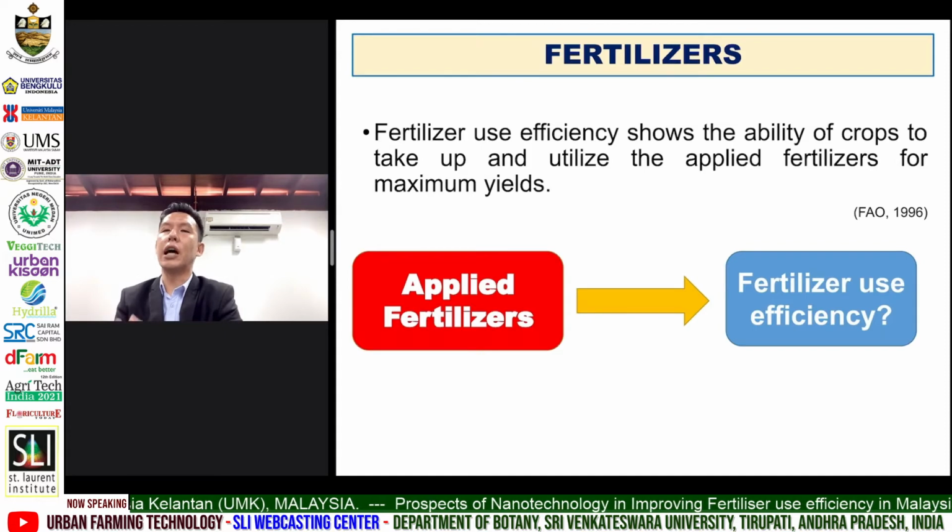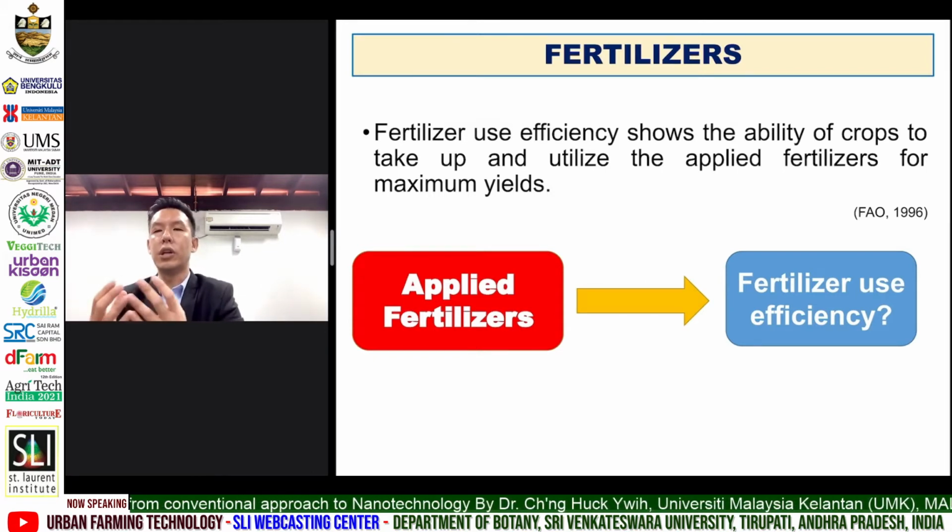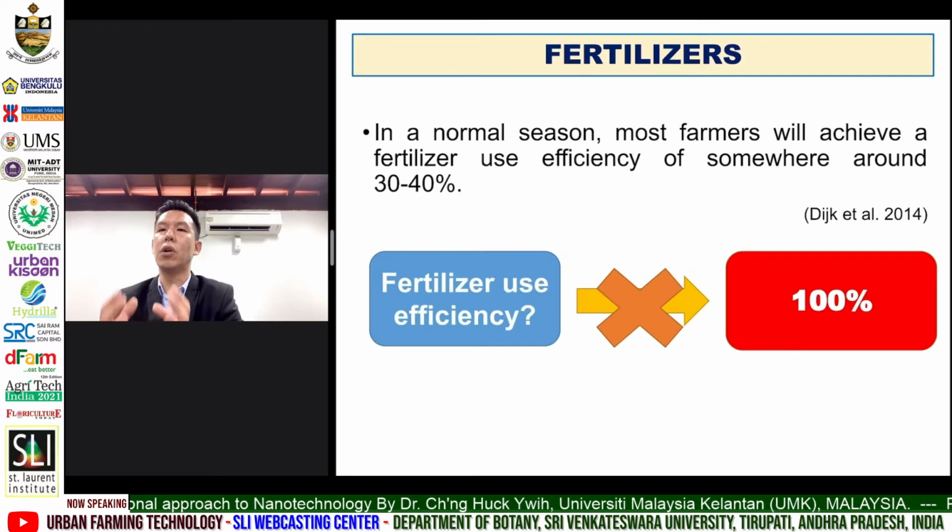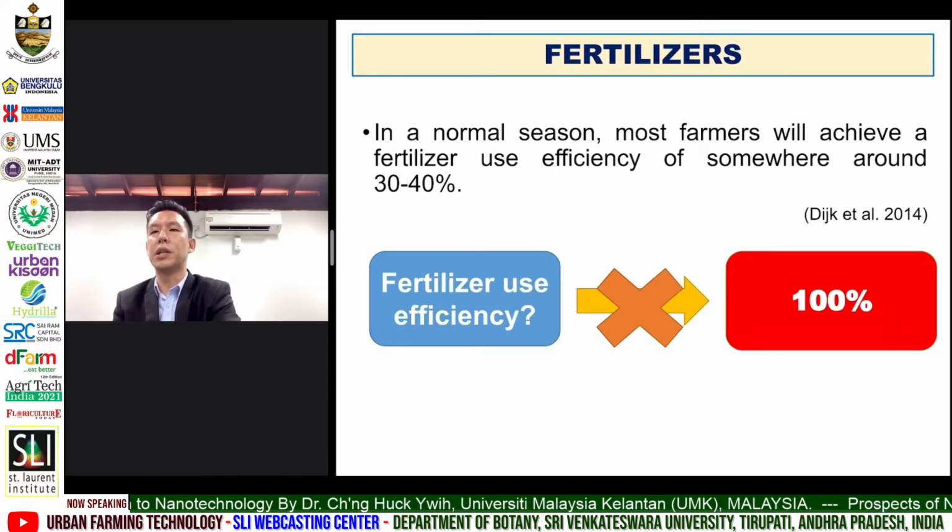People might be asking how to measure the efficacy of the fertilizer being applied, which is able to provide the maximum uptake to the plants and the maximum use. So the answer is, fertilizer use efficiency is the measurement for us to measure the ability of the crops to take up all the nutrients and utilize the applied fertilizer for maximum yield. So in the normal season, farmers usually will only achieve approximately 30 to 40% fertilizer use efficiency. It is impossible for them to reach 100%.